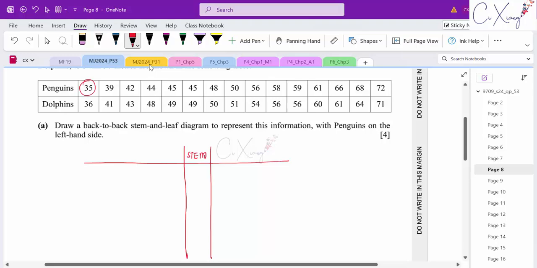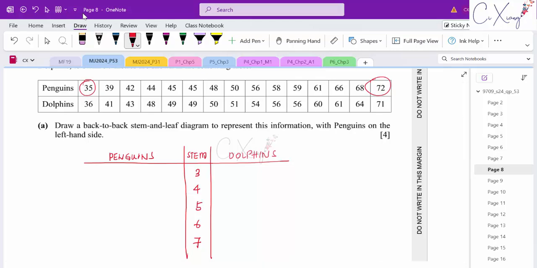The smallest value is 35. The largest value is 72. So I should have my stem start from 3, then 4, 5, 6, 7. Then of course the left-hand side should be Penguins. Then the right-hand side should be Dolphins. Then we can start to plug in all the values now, one by one, without making any careless mistakes.